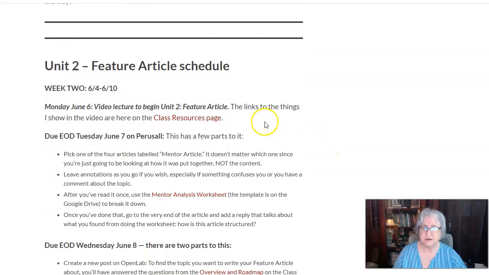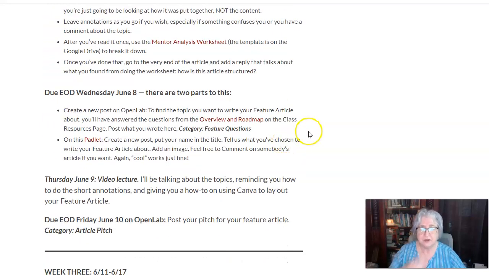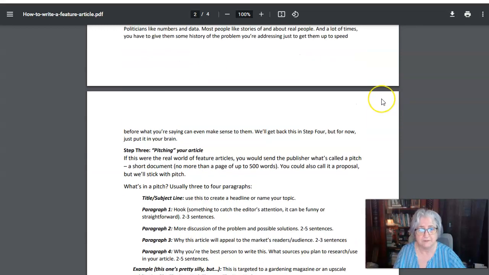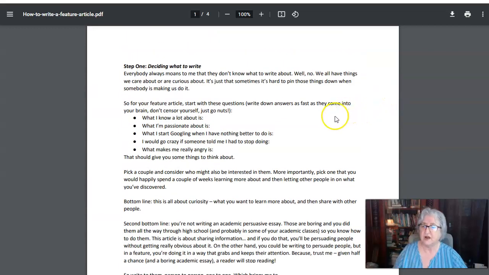Here's the schedule, right? Everything that I'm going to show you in the next video is on the resources page with all this stuff. And so here's the schedule. The most important part of it, most interesting part of it, is this overview and roadmap, which is actually right here. I already downloaded it. And it will guide you through the entire process of writing this feature article. I went to some length to put this together to help you, because especially for the summer, we're not meeting twice a week, so I can't field those kind of questions for the whole class. So it's all here. So step one is deciding what to write.